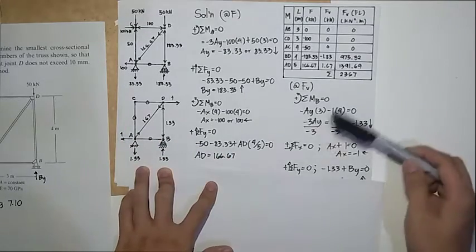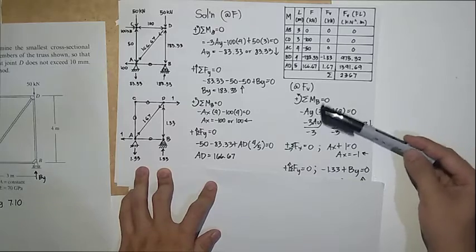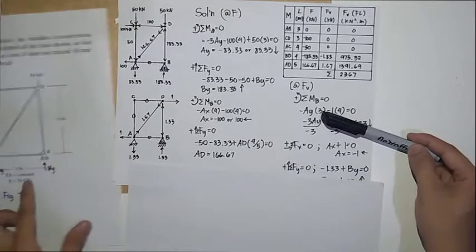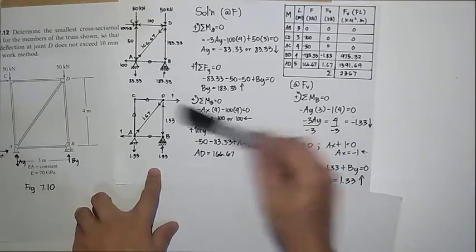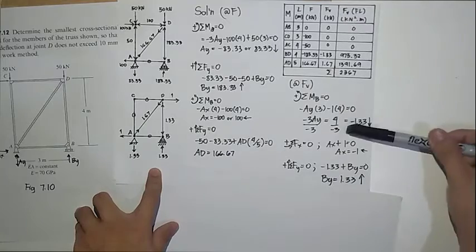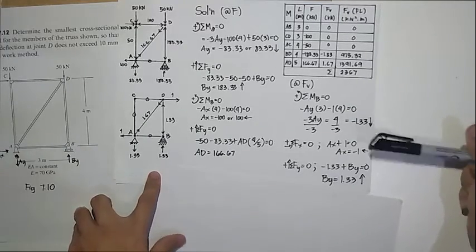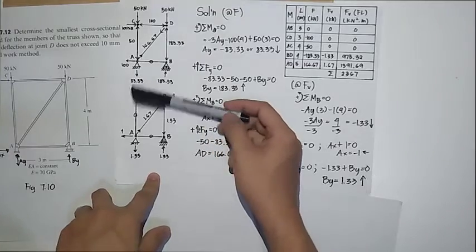So, here we will find AY. AY times its moment arm of 3, minus 1 times its moment arm of 4, equals 0. So, we got negative 1.33, going downwards. It is the same here, going downwards.